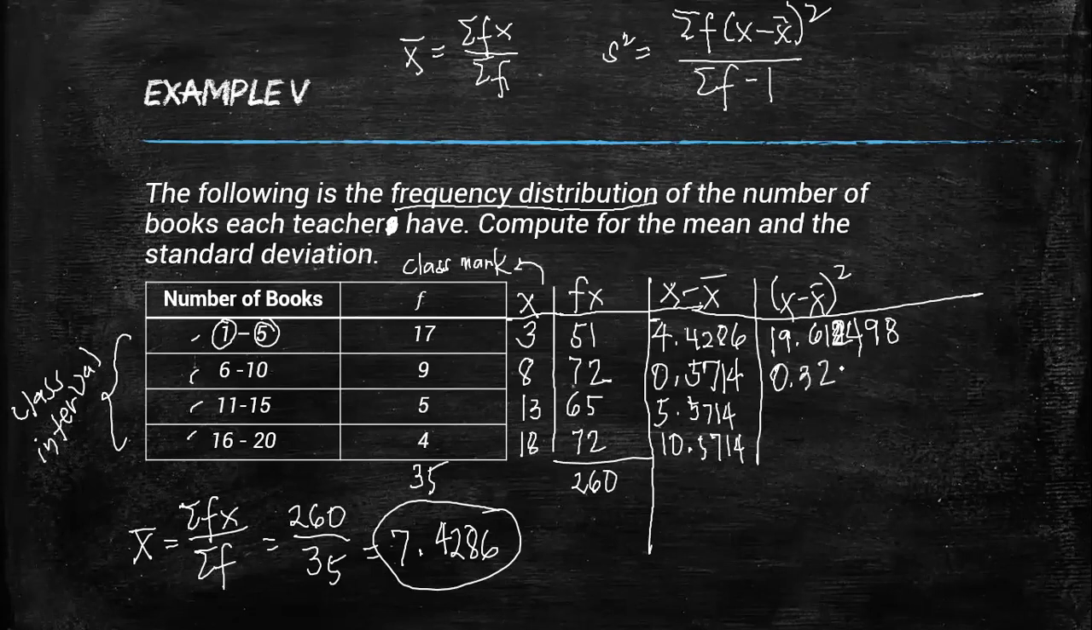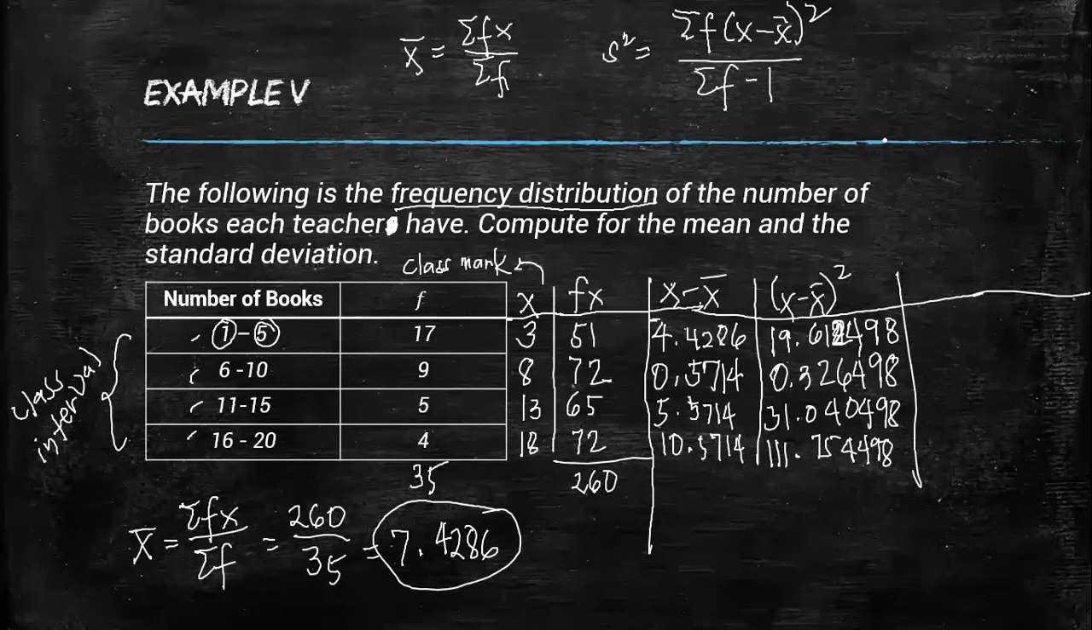Next, 0.5714 squared is 0.326498. Kasi katabi niya ay 9. Okay. Next is 5.5714 squared. Basta putulin lang sa 6 decimal places. So we have 31.040498. And then lastly, 10.5714 squared, that would be 111.754498.